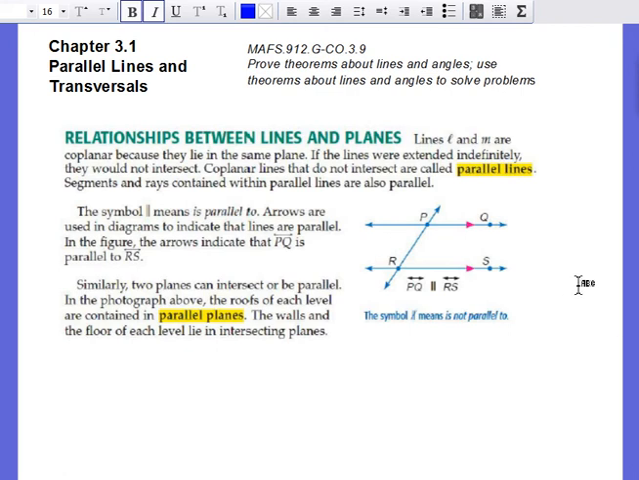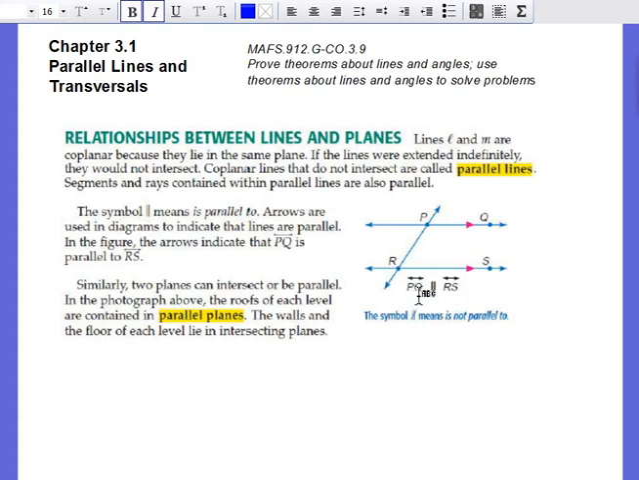Alright class, let's talk about parallel lines and transversals. Parallel lines are basically lines that do not intersect, but also make sure you understand that they're coplanar lines. So that means they have to be on the same plane. And this is important, make sure you know what this means.